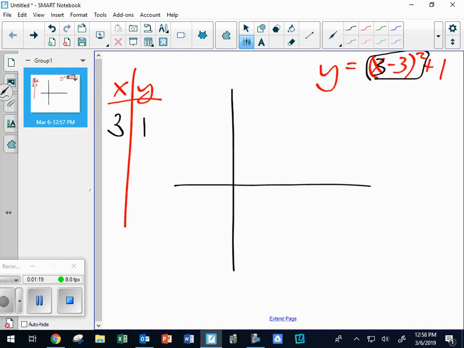4, I like it, because then this is easy. And that's what you're going for, something easy to work with. 4 minus 3 is 1. 1 squared is 1, plus 1 is 2. All right, give me one more point.